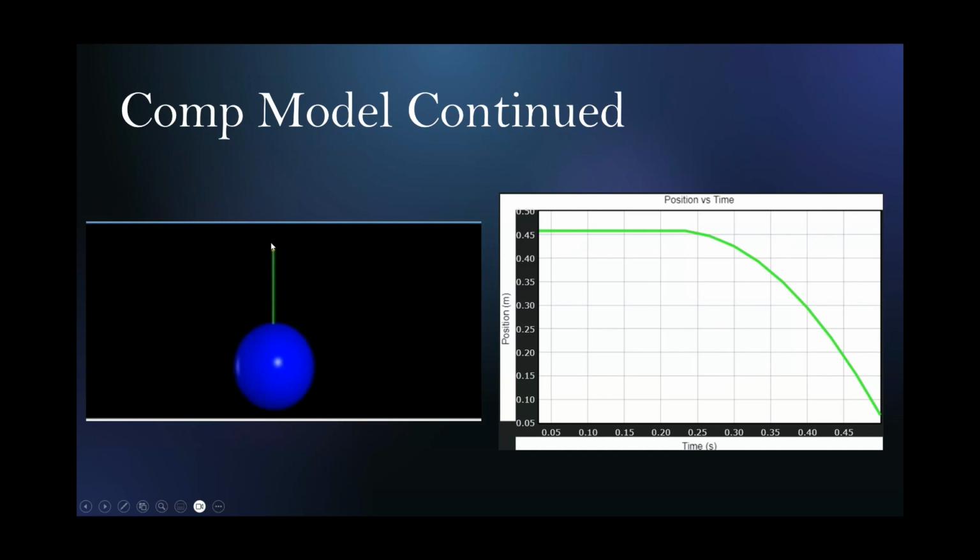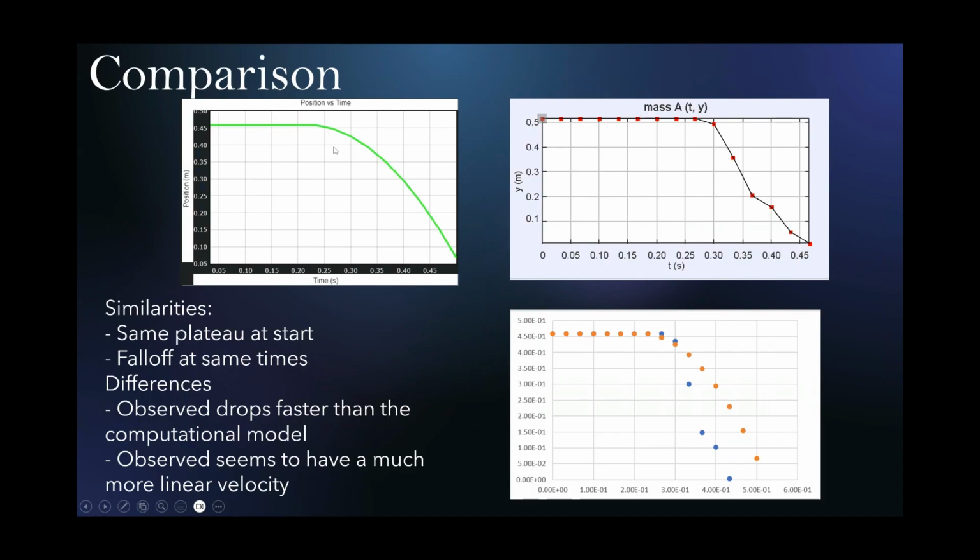And here we can see the results of the computational model, where it falls and it plateaus at roughly a quarter second, and then goes into free fall, accelerating downward with a decreasing slope. Here we have our comparison of our computational, our observed, and then combined, where the orange is the computational and the blue is observed. Similarities: we have the same plateau at the start, almost exactly, and they fall off at the same time.